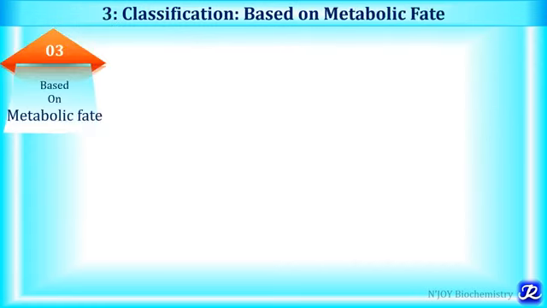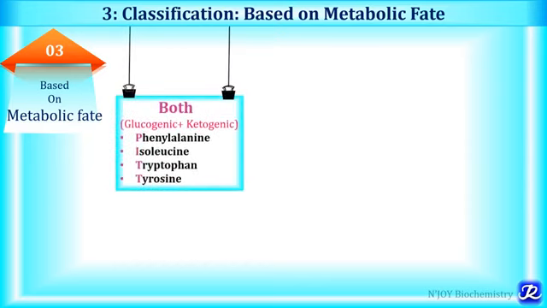Third type of classification is based on metabolic fate, meaning the carbon skeleton of some amino acids is involved in the synthesis of glucose, or in the synthesis of lipids. So based on their metabolic fate, they are further classified as glucogenic, ketogenic, and both glucogenic and ketogenic. The carbon skeleton of these four amino acids is involved in the synthesis of both glucose and lipids. And the examples are phenylalanine, isoleucine, tryptophan and tyrosine, PIT, P-I-T-T. So there are four amino acids which are both glucogenic and ketogenic.